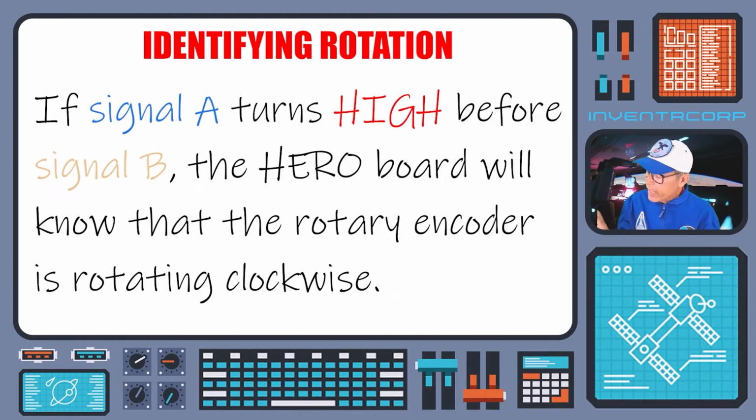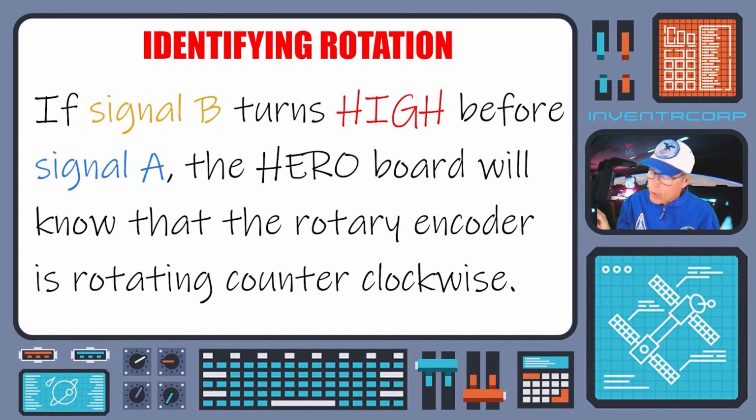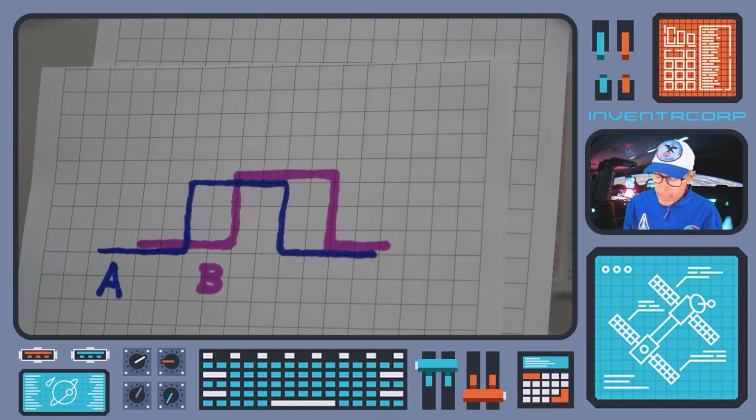And on the other hand, if we see B go high and then followed by A, then that tells us we're going the other direction. We're rotating the shaft counterclockwise. So you can see how this is going to help us in being able to determine the state of rotation of the encoder.